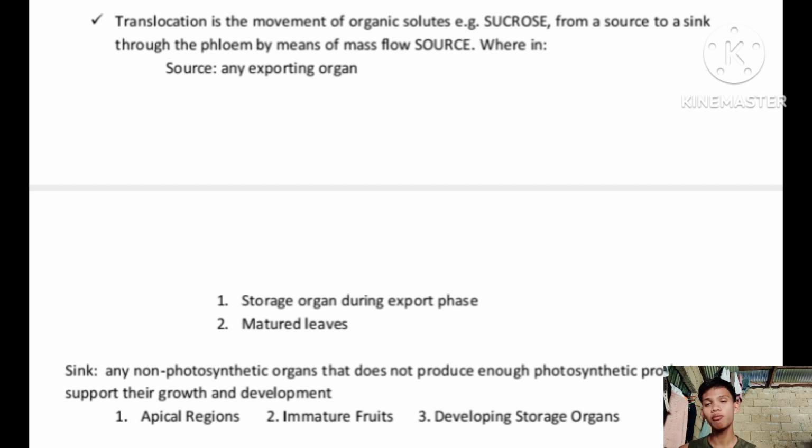Also, translocation is the movement of organic solutes, for example sucrose, from a source to a sink through the phloem by means of mass flow. Source is an exporting organ. Number 1, storage organ during export phase. Number 2, matured leaves. Sink is any non-photosynthetic organ that does not produce enough photosynthetic products to support its growth and development, like apical regions, immature fruits, and developing storage organs.